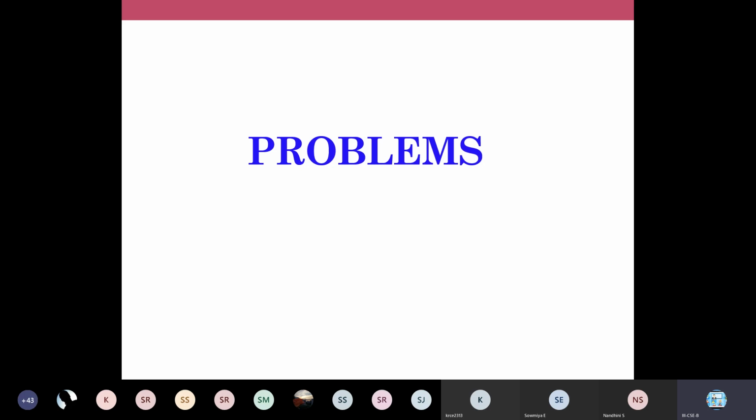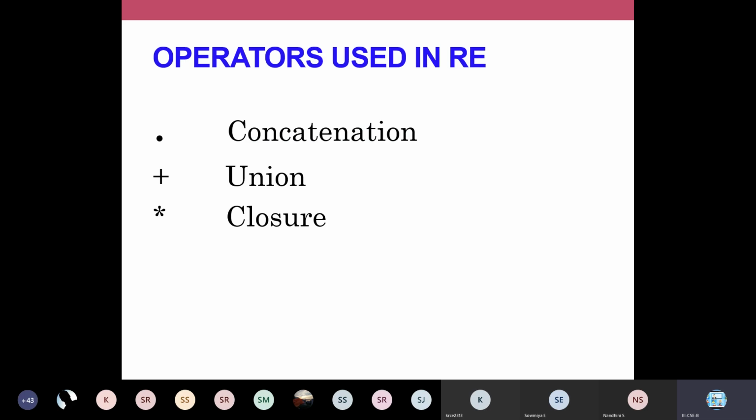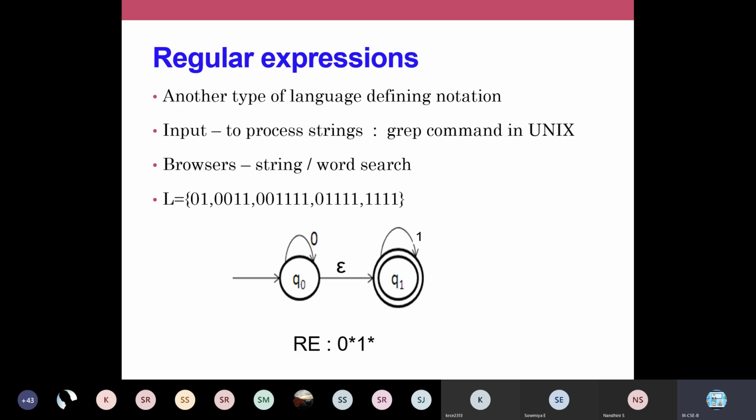So we'll start with a problem. Before that, most of your regular expressions will have these two operators, plus and star, but the dot operator will not be explicitly visible. We have to imagine that between any two terms there is a concatenation operator. For example, in the previous example I showed you the regular expression 0 star 1 star, is it not? So I have to imagine that there is a dot between 0 star and 1 star. We are not going to explicitly place a dot between terms, but we have to imagine that there is a dot between two individual terms.